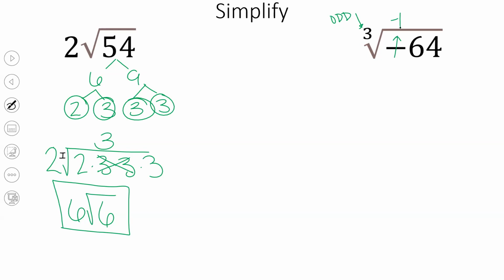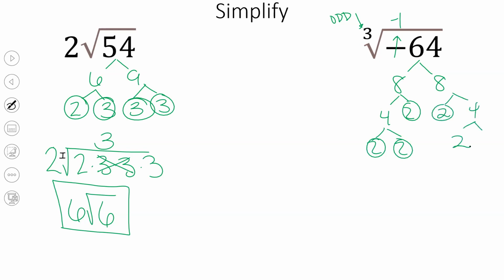All right, now what can I do to 64? 8 and 8. What does 8 break down into? 4 and 2. And what does 4 break down into? 2 and 2. Very good. And same thing over here. 2 and 4. 2 and 2. Those are a bunch of different looking 2s, huh? All right, so when I write this right now, I have the cube root. -1 is outside, and then what's going to be inside? 6 twos.